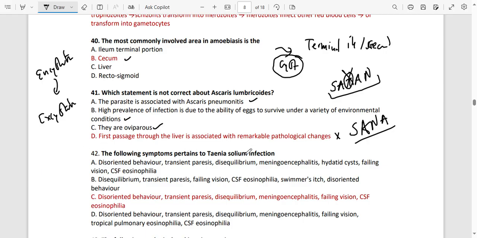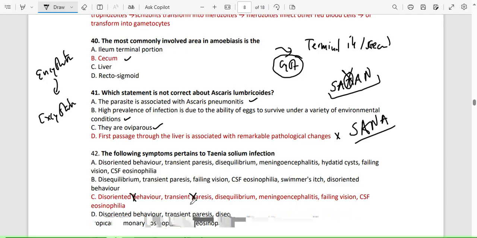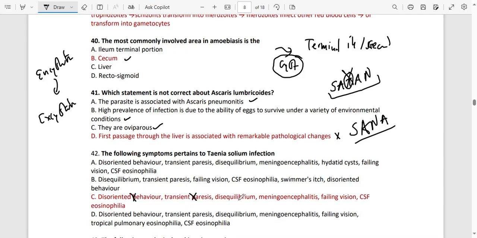Okay, Taenia solium infection. Specifically, the things mentioned here occur in neurocysticercosis. We just need to know what happens when the brain is affected. There's disoriented behavior, transient paralysis, disequilibrium, since when the brain is affected equilibrium is affected, meningoencephalitis, failing vision, and also a lot of eosinophils in the central nervous system. Look at A, disequilibrium, the hydatid cyst is what disqualifies that.